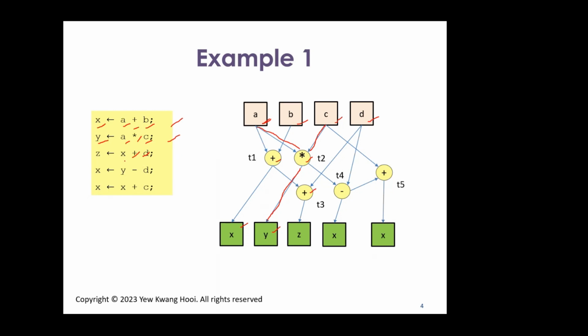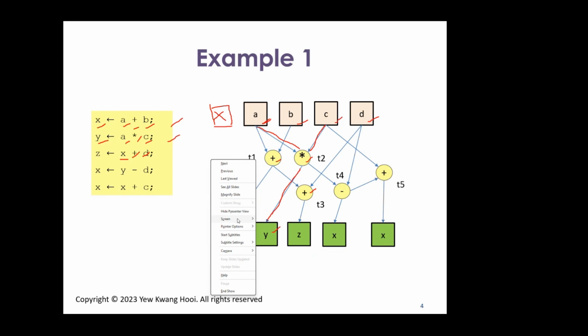This is where it becomes interesting. Where does X come from? Do we have X at the top here? A, B, C, D? We do not have, right? So probably you will think of adding another X box. You may think of doing this, but don't. This is wrong. This is important. Don't do it like this.